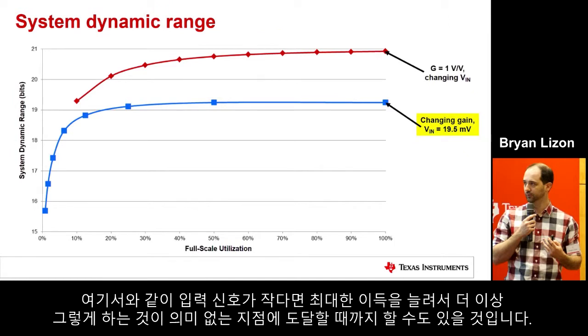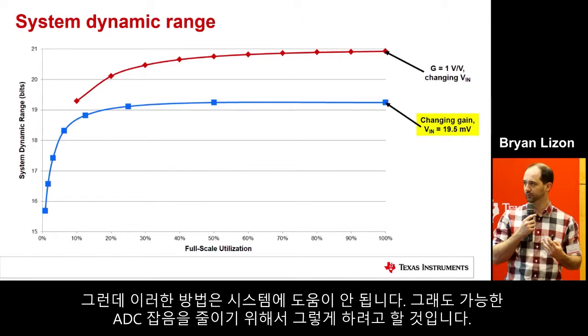So one of the key things here to remember is that if your input signal is small, as it's showing here, you want to be able to gain that up as much as you can. Again, eventually you'll hit a limit where it doesn't make sense anymore. It's not going to help your system. But you want to gain that up to reduce your ADC noise as much as you possibly can.